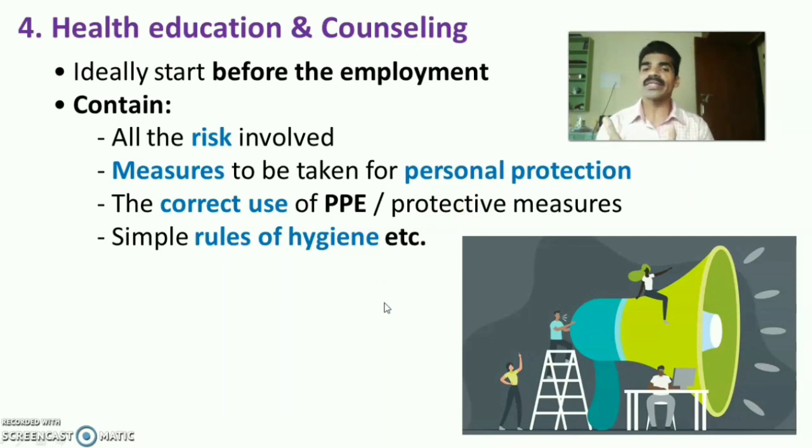The content of health education and counseling includes all the risks involved in the industry or factory, which will be explained to the workers before they start to join that particular factory or industry. Then, measures to be taken for personal protection. So what are the personal protective measures available and how they are taken during an emergency or in the daily routine. Then the correct use of the PPE, that is personal protective equipment, and protective measures in the industry or factory. The last one is the simple rules of hygiene, what is necessary to practice in the work settings.